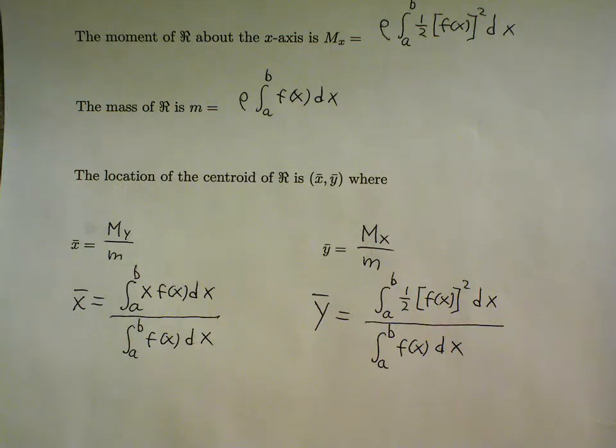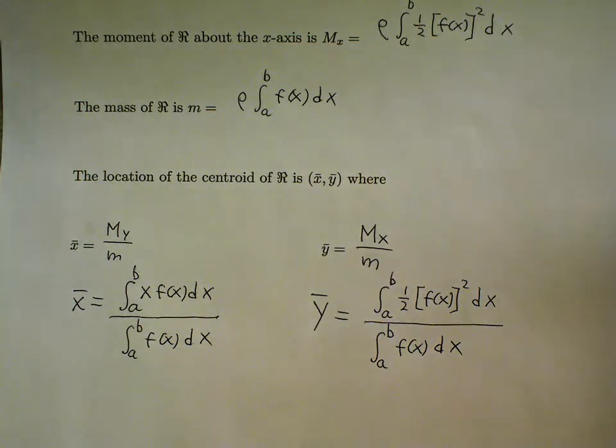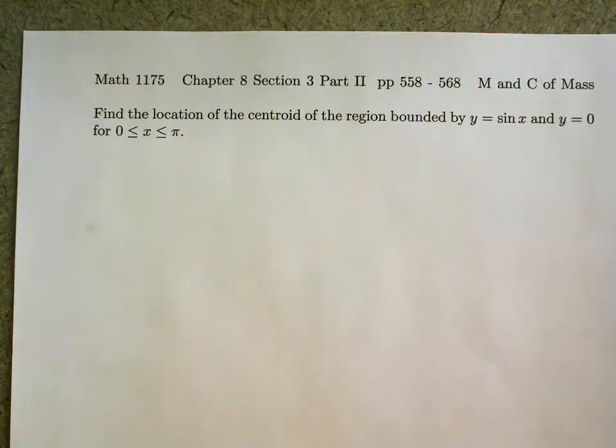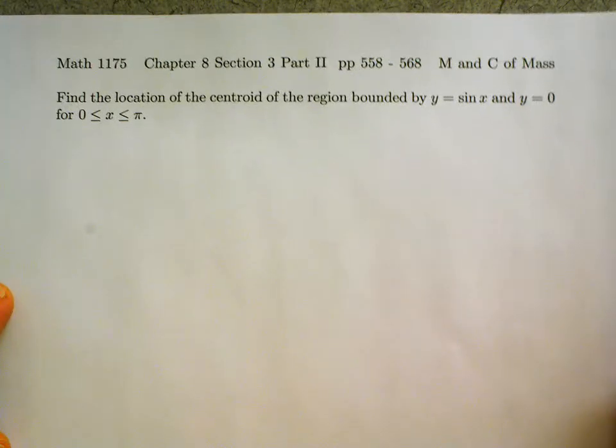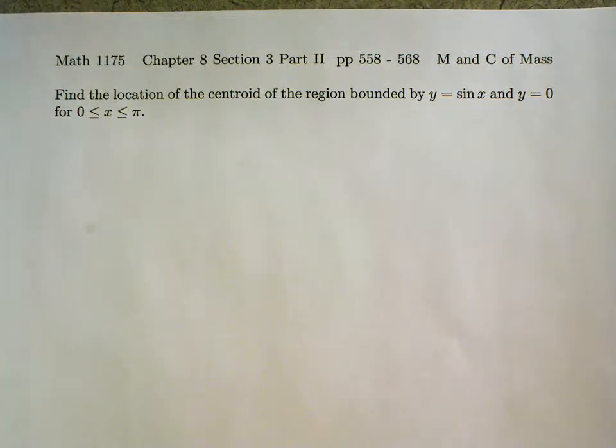Here we'll look at some examples. So on the next page, find the location of the centroid of the region bounded by y equals sine of x, y equals 0, for values of x between 0 and pi.